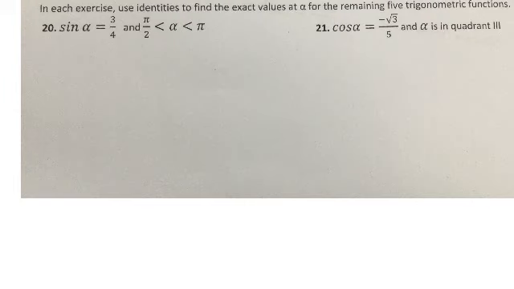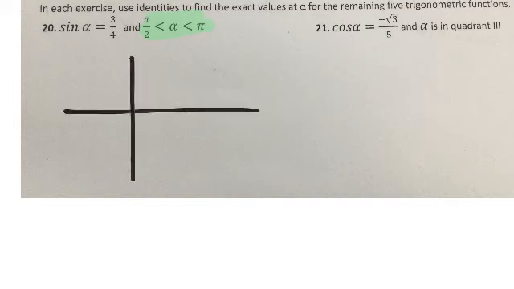In each exercise, use identities to find the exact values of alpha for the remaining 5 trigonometric functions. So 20, it tells me sine of alpha equals 3 over 4, and alpha is between pi over 2 and pi. Okay, so that second part, alpha being between pi over 2 and pi, tells me what quadrant I'm going to be in. If I'm between pi over 2 and pi, that means I'm in the second quadrant.